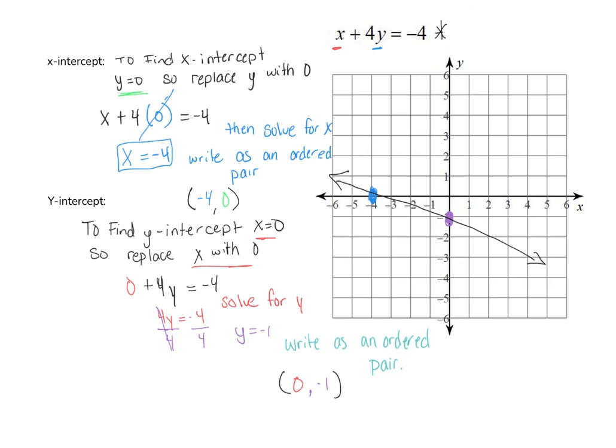In this case, the x-intercept would be negative 4, 0, and that would be the blue point on the graph. Then to find the y-intercept, you want to know that x equals 0, so you replace the letter x with 0 in the original equation and solve for y. Again, you want to write your answer as an ordered pair. So in this case, the y-intercept is 0, negative 1, which is the purple point on the graph. Once you have your x and y intercept, you can connect the dots to sketch the line of the graph.